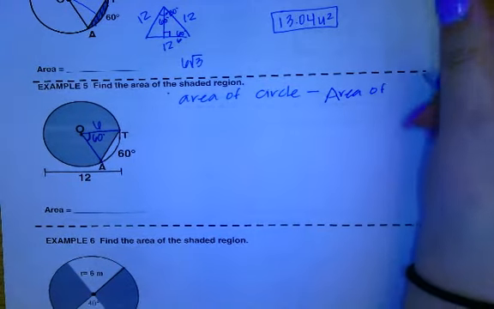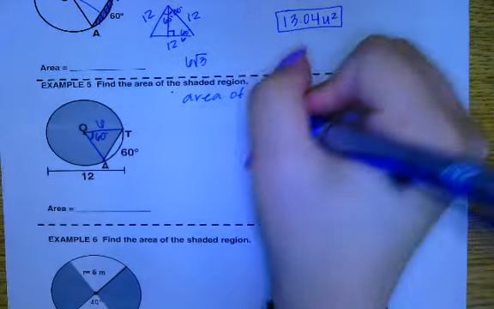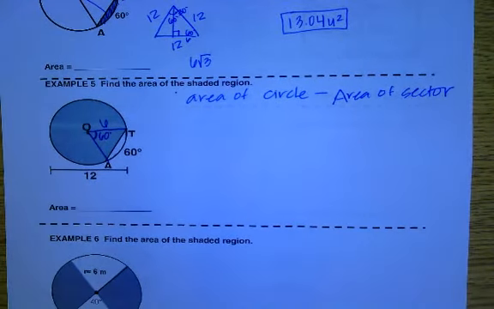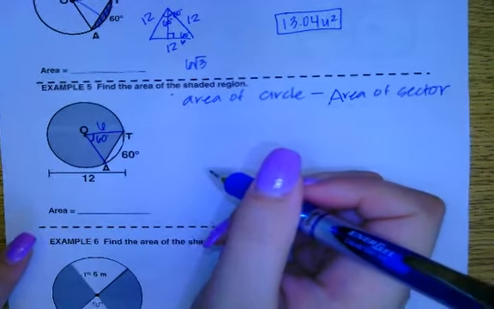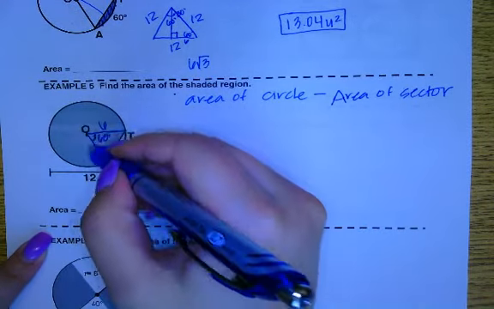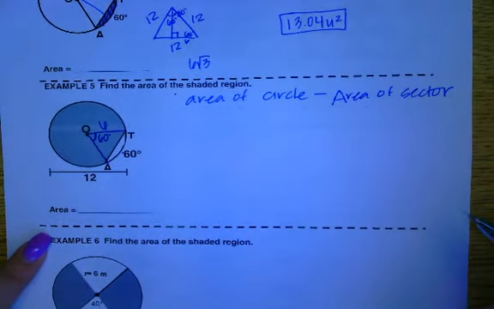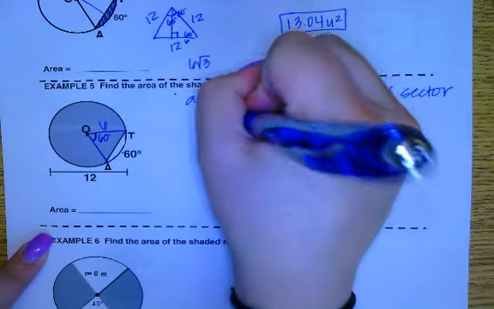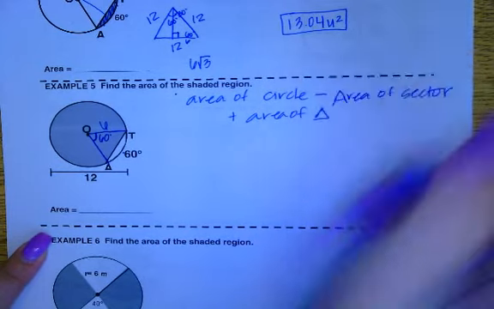So right now we took the entire circle. Guys, we took the entire circle. We've now subtracted this whole part. So what do you have to add back? Add the area of the triangle. Alright, go for it. Area of the whole circle minus the sector, and then add back in the triangle.